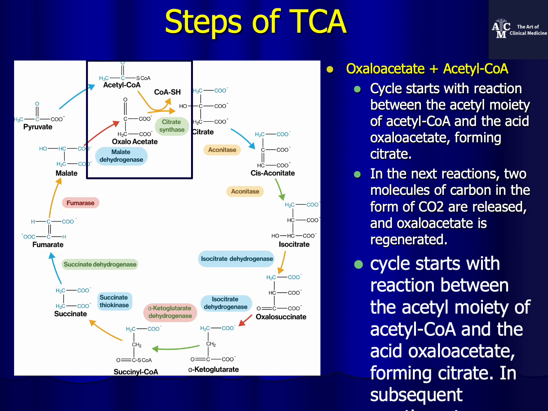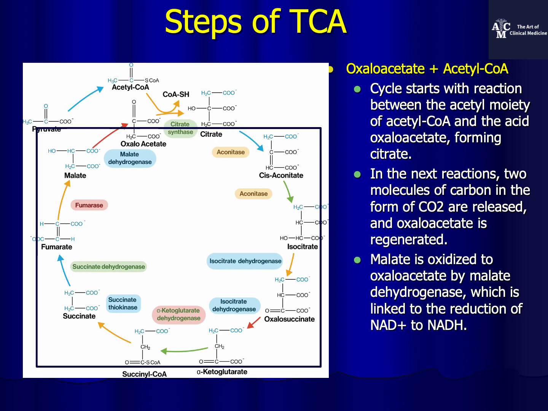The first main area is acetyl-CoA coming in and combining with oxaloacetate to form citrate, hence the name citric acid cycle. The next few reactions metabolize that citrate along the way to generate ATP, and then come back again and regenerate. So the cycle starts with the reaction of acetyl-CoA forming the citrate. In the next few reactions, as CO2 is released, oxaloacetate is regenerated, as I mentioned previously. And then the final step is malate, which regenerates that oxaloacetate.